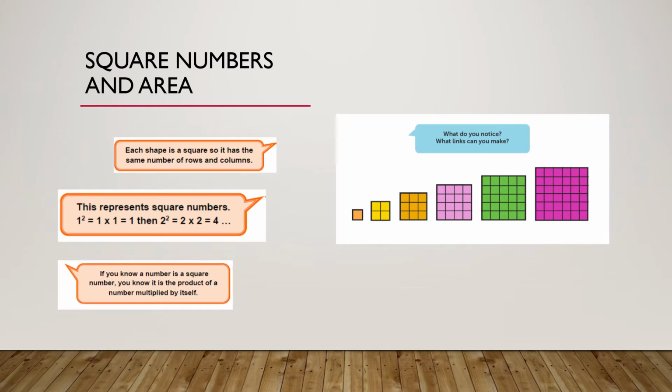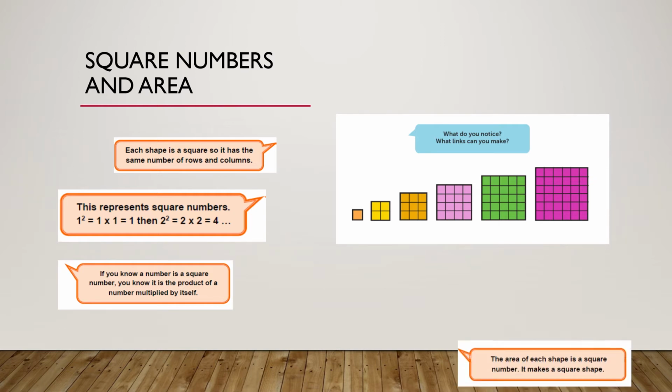If you know a number is a square number, then it's a product of a number multiplied by itself. Remember, the product is just the answer you get when you multiply two numbers together. So when the numbers are multiplied together and they're the same number, they're a square number.